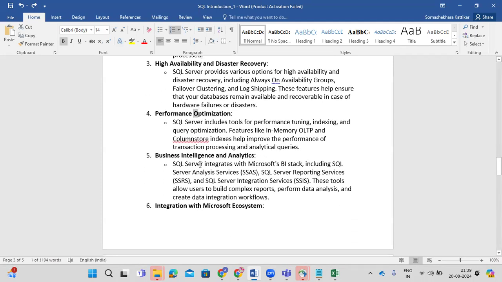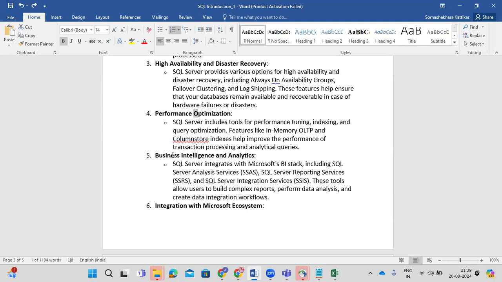Next, you have a great feature, that is business intelligence and analysis. What is business intelligence, guys? Analysis of data. You can load the data from the different systems, and you can analyze the data in different reports. That is business intelligence.